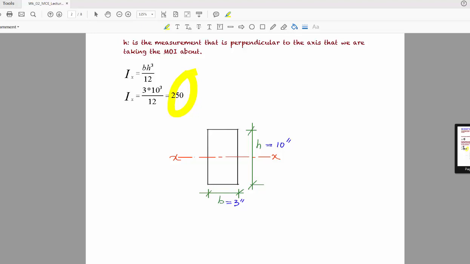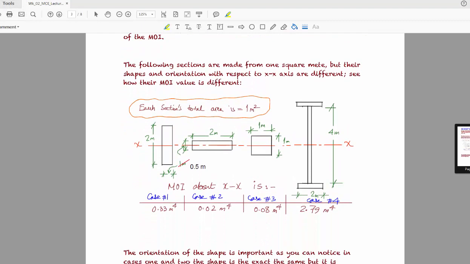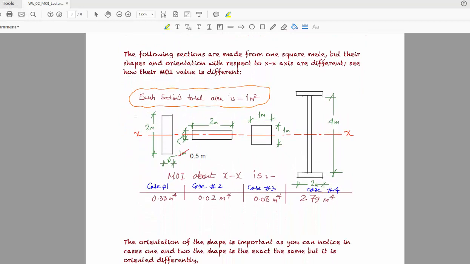Now I mentioned the moment of inertia about x-axis. It is also possible to take moment of inertia about y-axis. And so there are a couple of issues that we need to tackle here. The orientation of the section is important, and the shape of the section is important. This is a good comparison for you to be able to understand the moment of inertia.